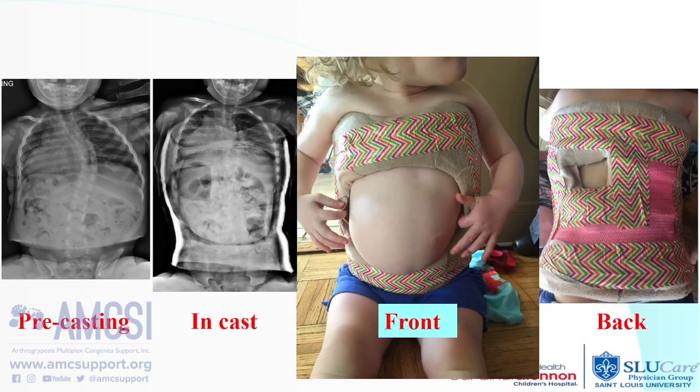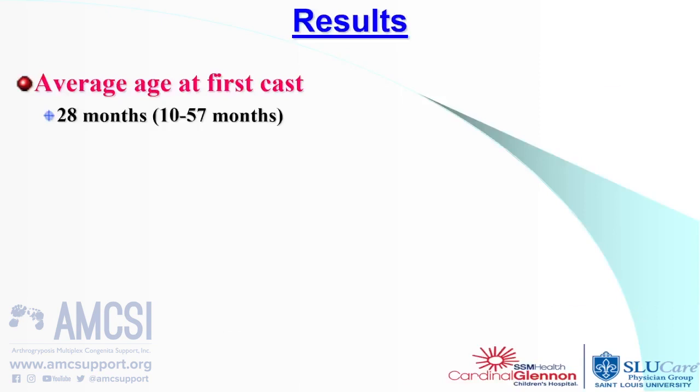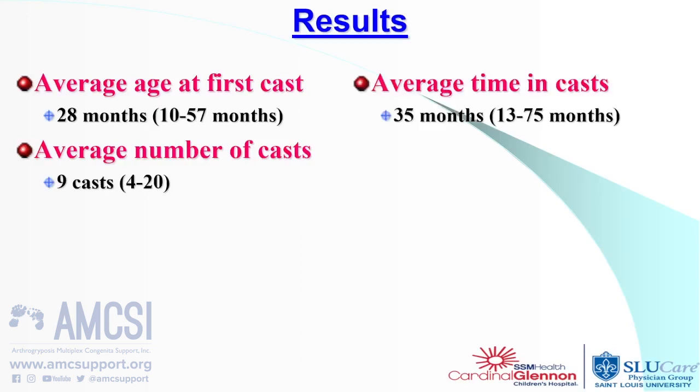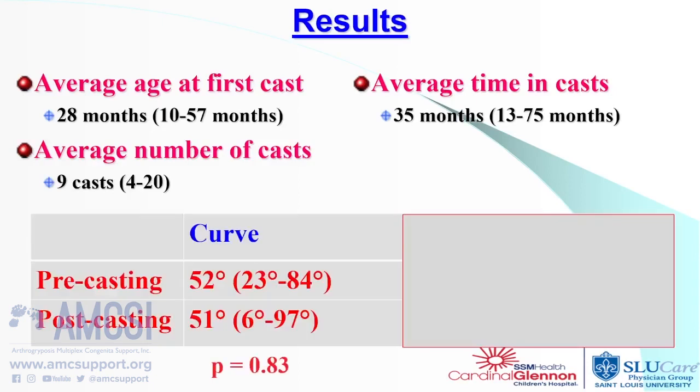So here's some examples. This is what it looks like before we cast it, here's in the cast, this is what the back of the cast looks like. And what we found from ours is that the average age that we started was about a little over 2 years of age. On average, our kiddos had about 9 casts, but can be anywhere from 4 to 20 casts. Time in the cast was on average about 3 years that each child was in there.